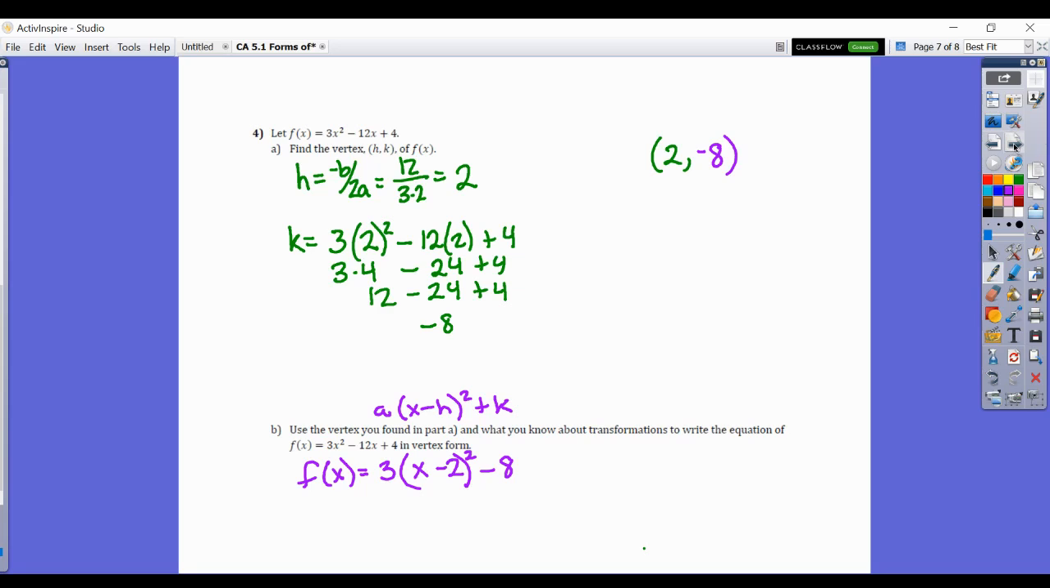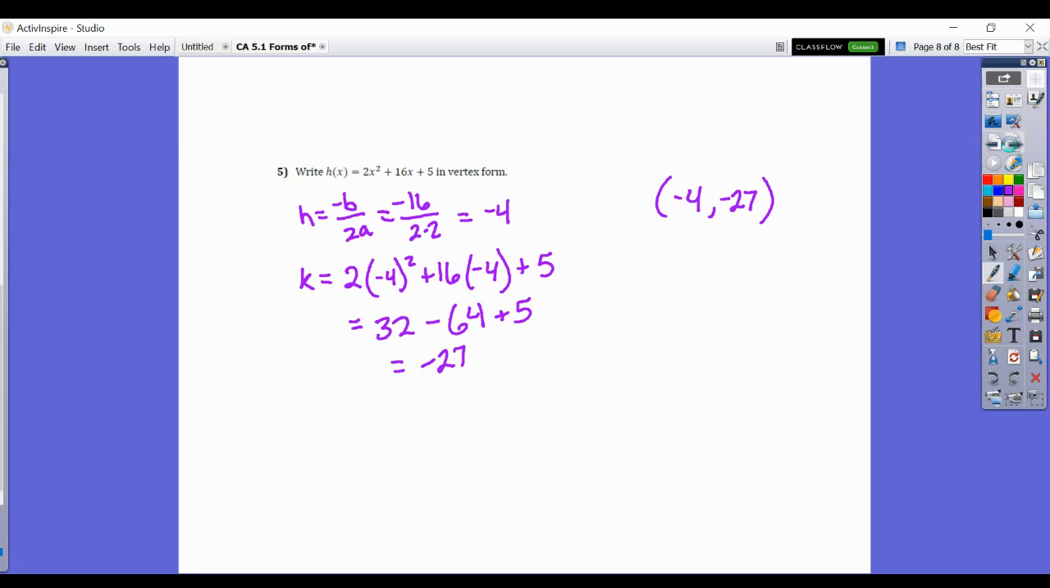And then this last one over here, number 5, I went ahead and also found the vertex for that. So let's just write that final answer for h of x in vertex form. Got a 2 for my a value. It's x minus, but this time I have a negative here, so that will become a plus 4 squared minus 27. So standard form is up here, vertex form is here in the red. And that finishes off lesson 5.1.